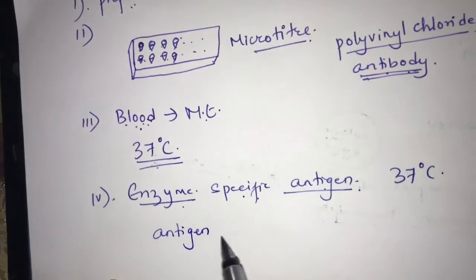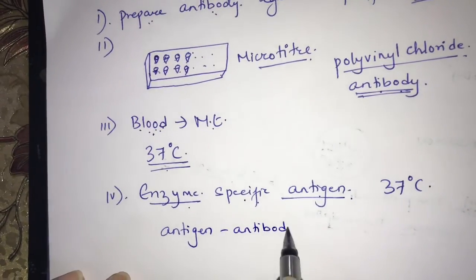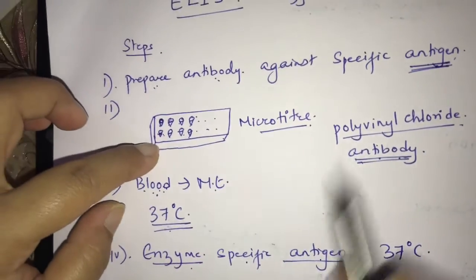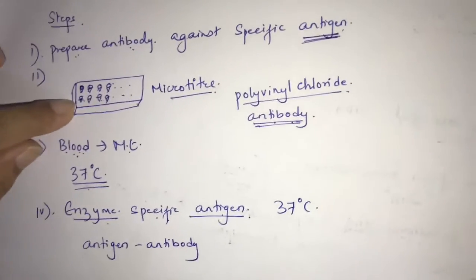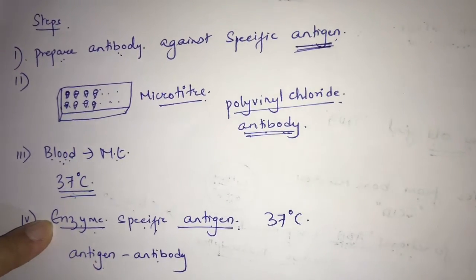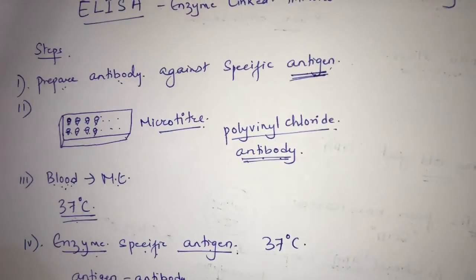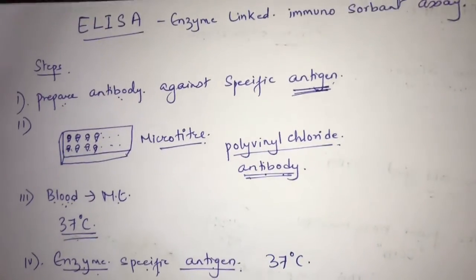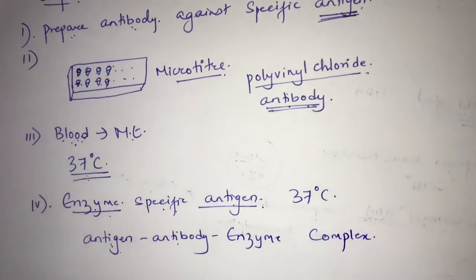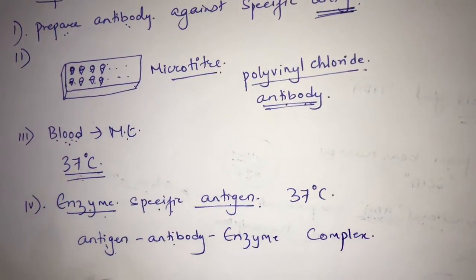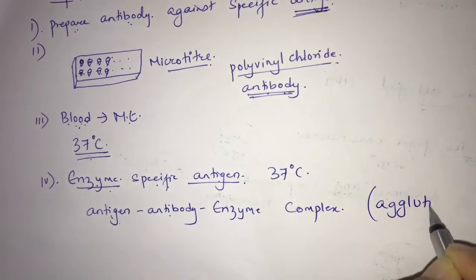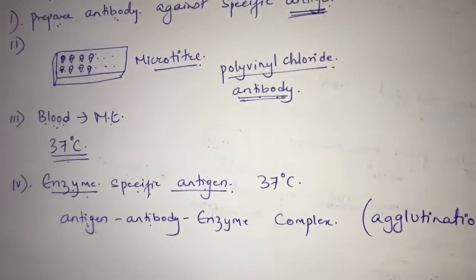Now if the enzyme is specific to that antigen, it binds to it and forms a complex, because antigen and antibody have already formed a complex. If our suspicion is true, then they will form the complex. Then if the enzyme which is specific to the antigen is added, it will form the antigen antibody enzyme complex. This process is called agglutination.